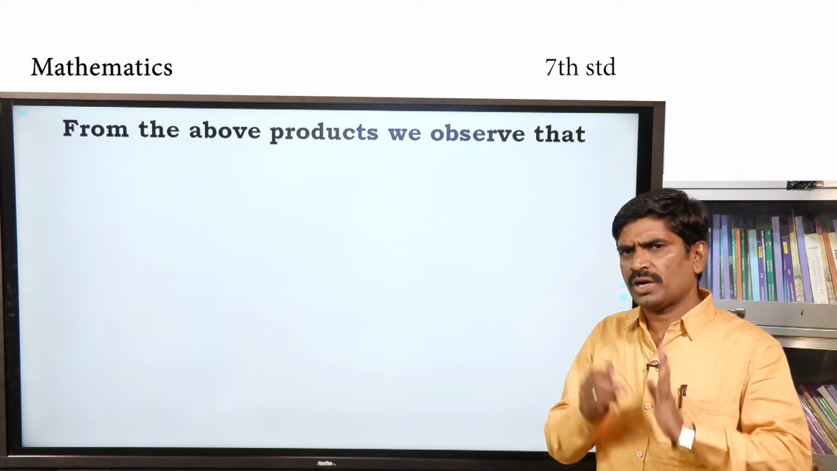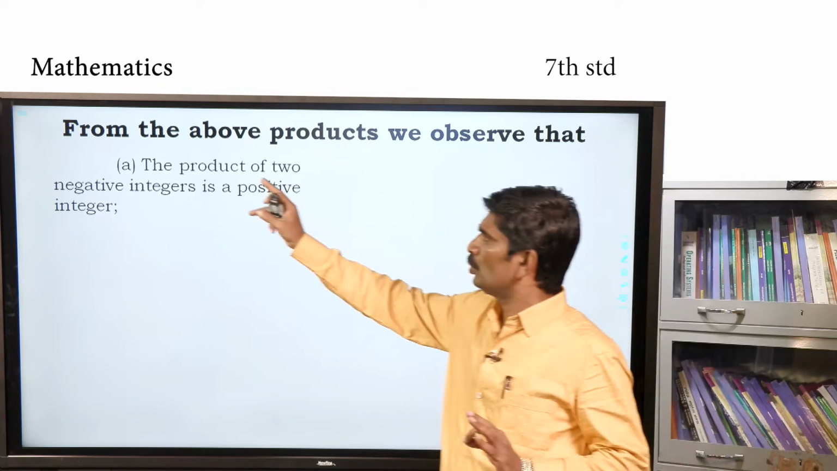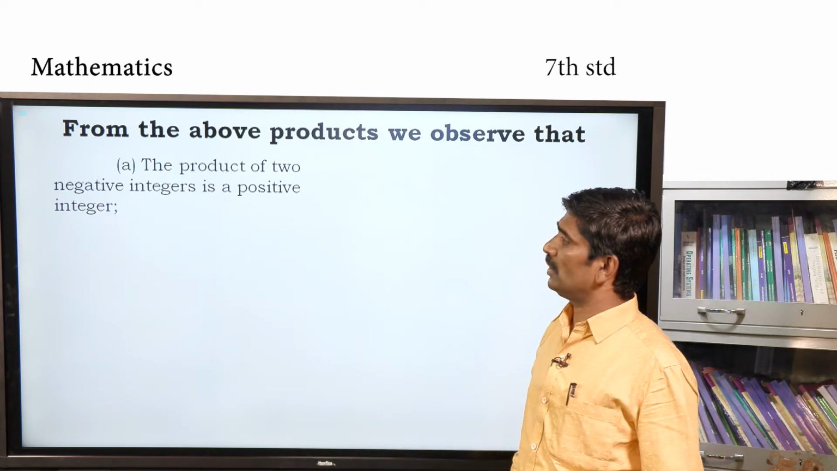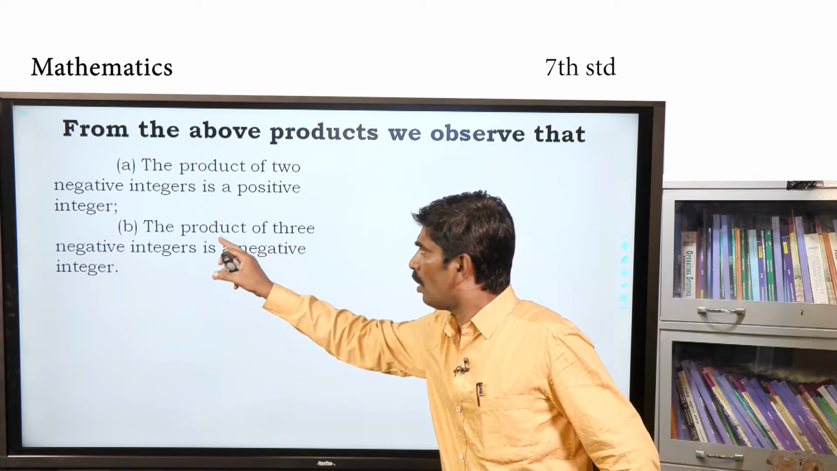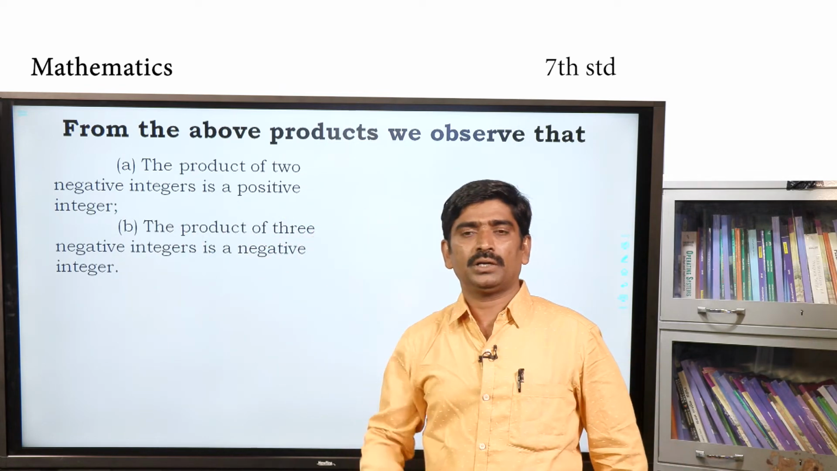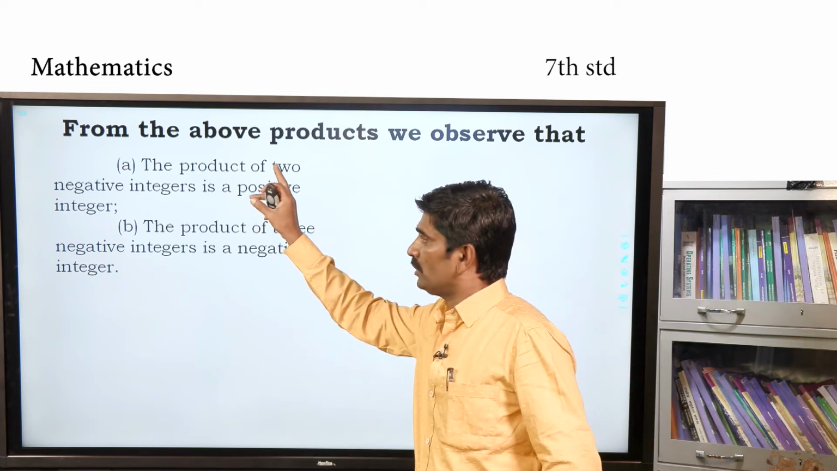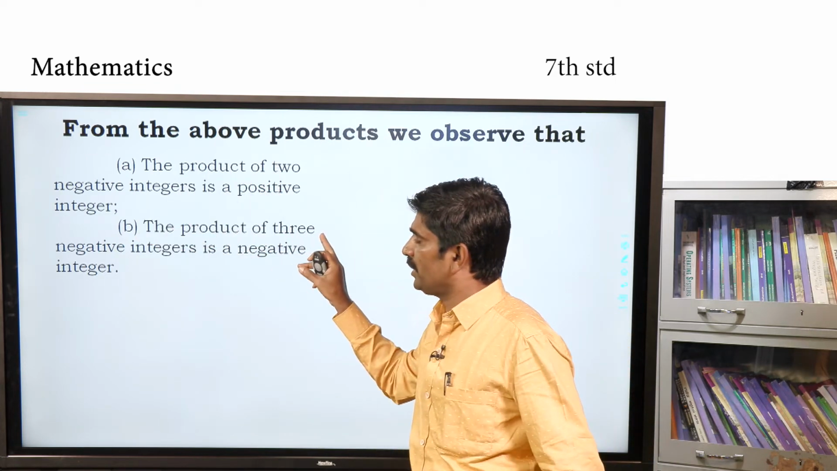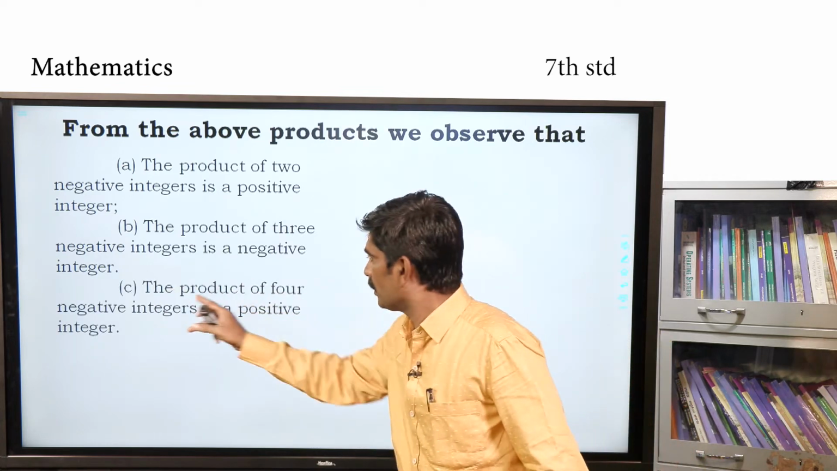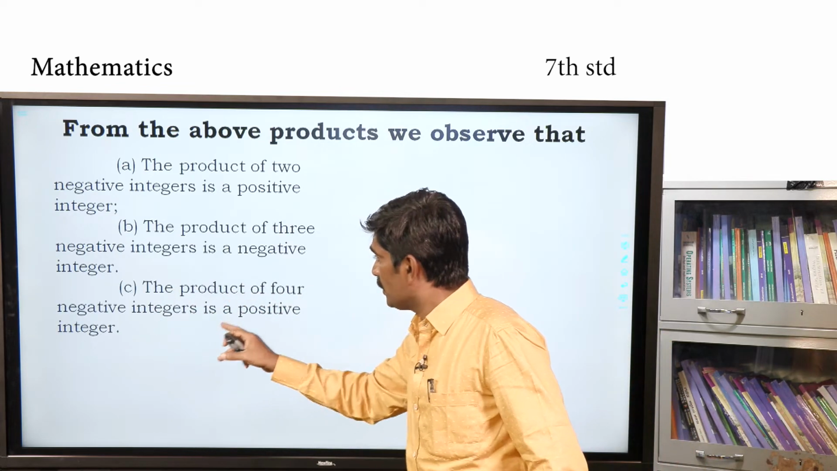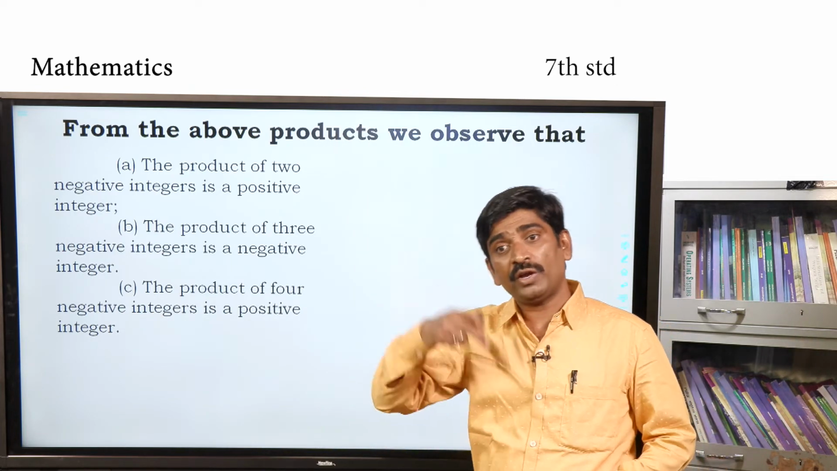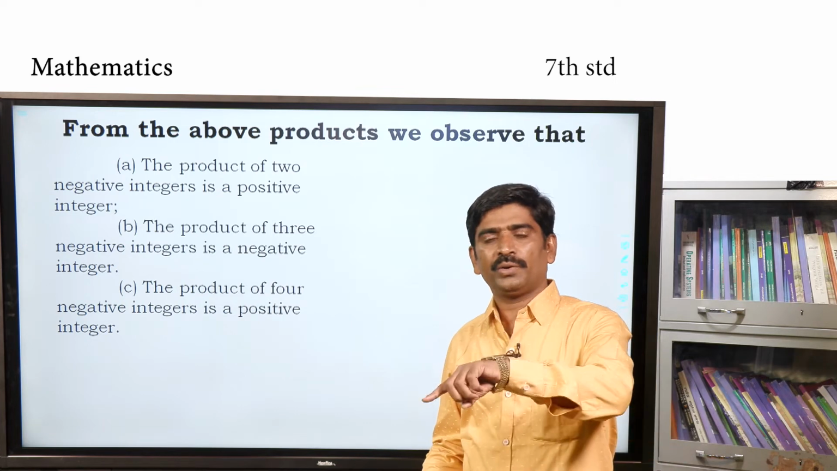What do we observe here? From the above products we observe that the product of two negative integers is a positive integer. The product of three negative integers is a negative integer. Observe, two negative integers positive, three negative integers negative. The product of four negative integers is a positive integer. The product of five negative integers is negative.